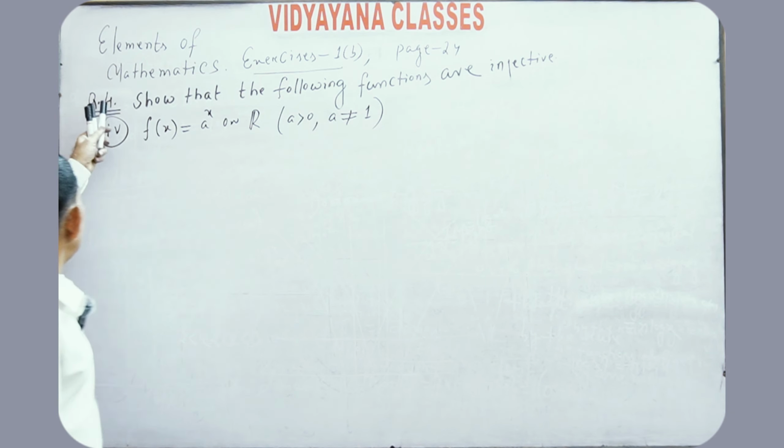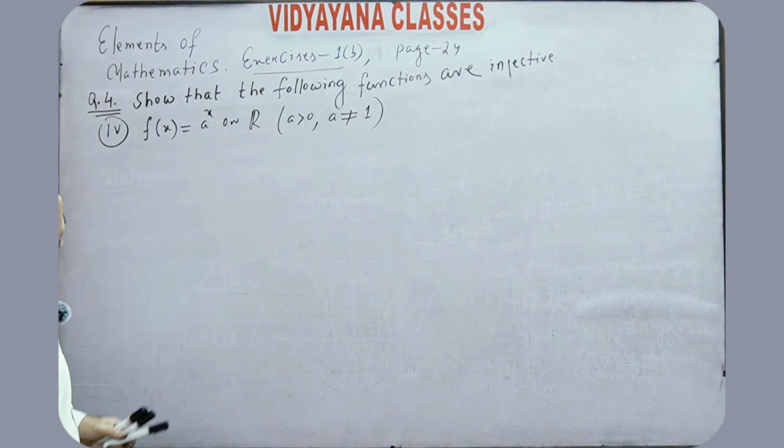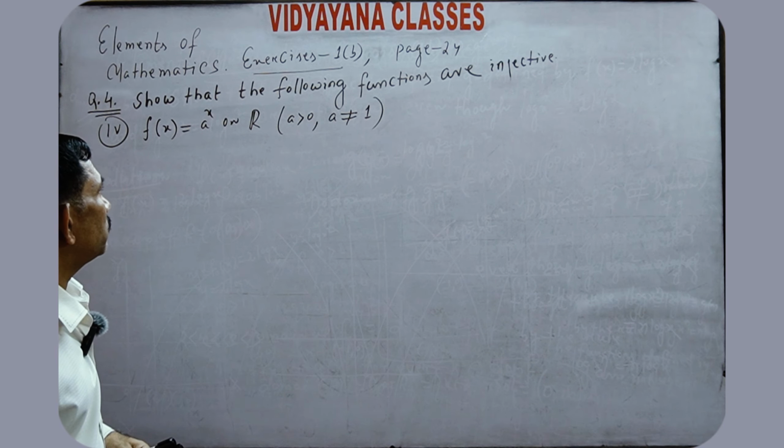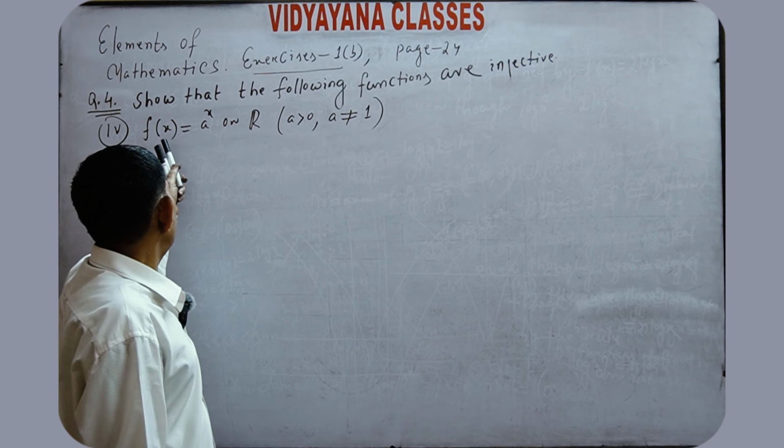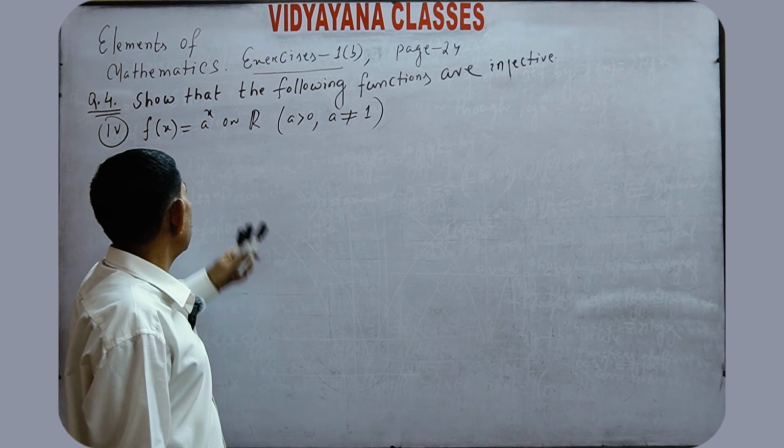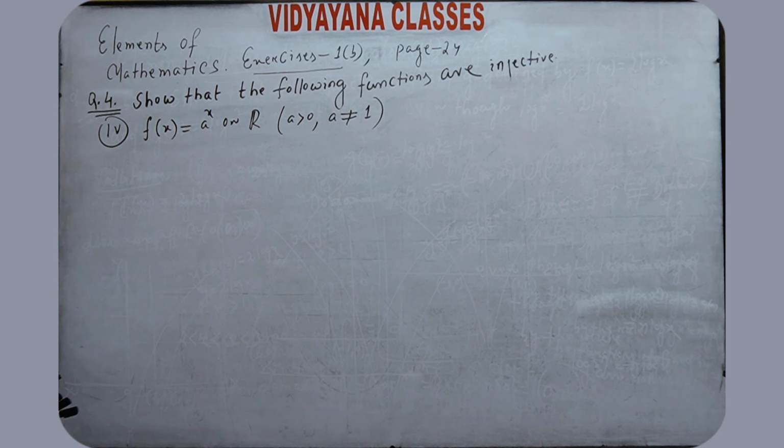Next, question number 4, fourth bit. Show that the following functions are injective. The function defined by f(x) = a^x on the real set, a greater than 0, a not equal to 1.